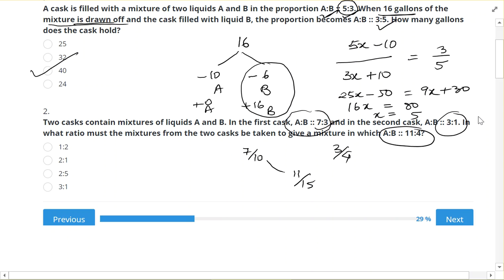So now the cross rule will work. This difference will be 1 by 30 and this one will be 1 by 60. So the ratio will be obviously 30 is to 60, that is 1 is to 2. So 1 is to 2 is our answer.